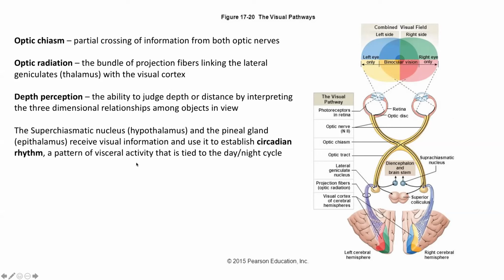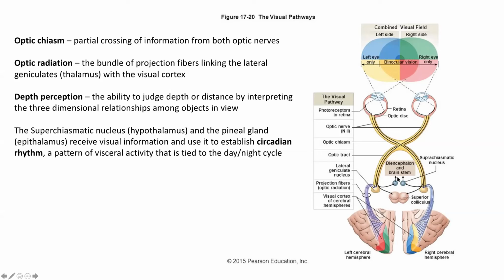Suprachiasmatic nucleus and the pineal gland receive information as well. That's here, suprachiasmatic nucleus. And then we have pineal gland, which is a little bit further. Those receive information to help establish a circadian rhythm. So this is what's stimulated when you have that light coming in.